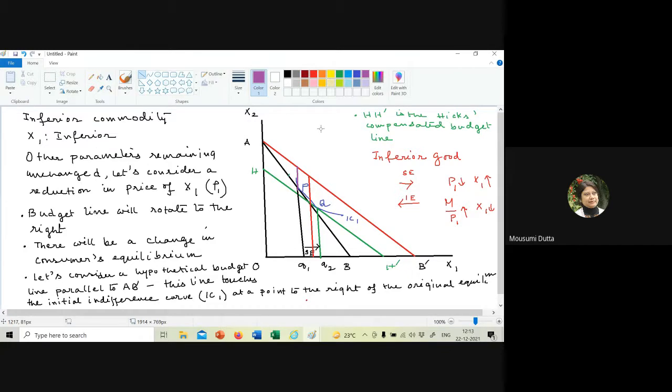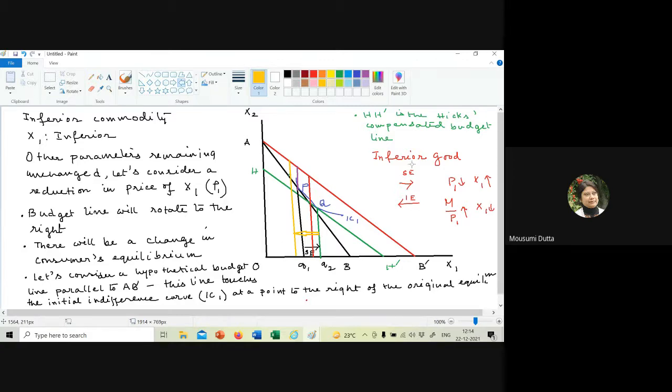In that case, the substitution effect is exactly equal to the opposite income effect. Or there is a possibility that I am considering the new equilibrium here. In that case, the income effect is stronger than the substitution effect. This is the income effect. Via the substitution effect, it moved up to this, and via the income effect, it is moving up to this. So the income effect is greater than the substitution effect.